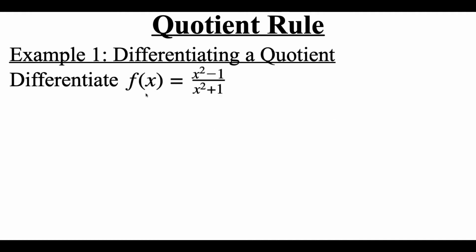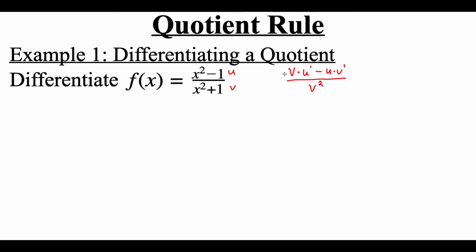Here we've got this function f of x equals x squared minus 1 over x squared plus 1, and we're going to differentiate that. The thing that's on top is going to be our u function. The thing that's on bottom is going to be our v function. We said that we were going to do v times u prime minus u times v prime, and we're going to put that all over v squared.